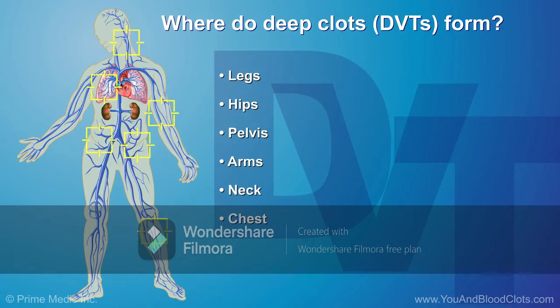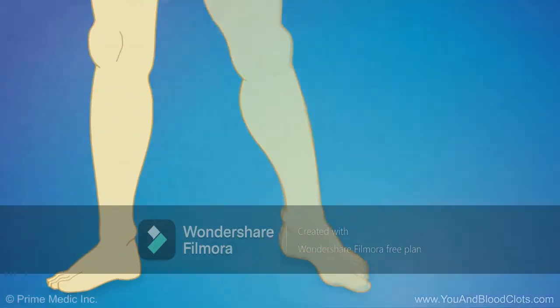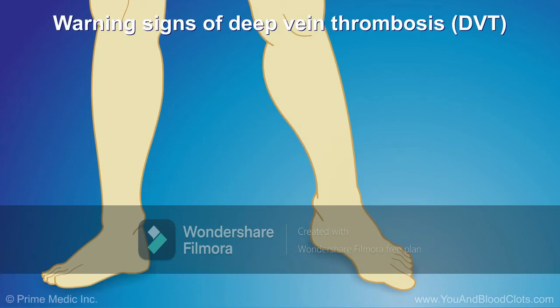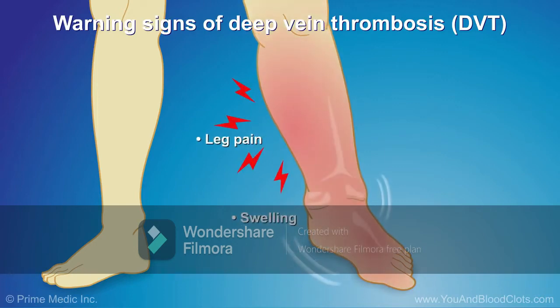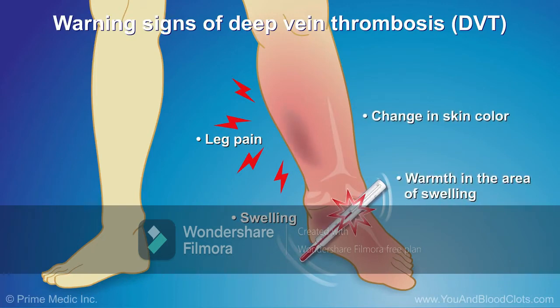These deep clots clog up the veins and slow down the blood flow, which leads to symptoms. Warning signs of DVT or clog in the deep vein include pain in one leg or arm, swelling because the outflow of the venous blood is prohibited, skin that is red or not its usual color, and warmth in the area that has the swelling.